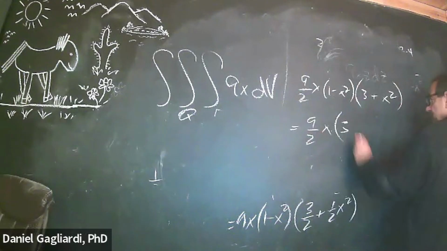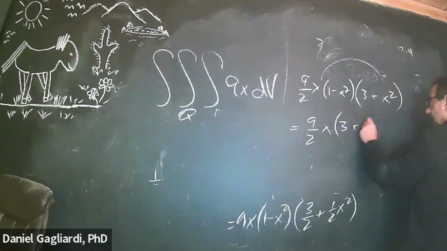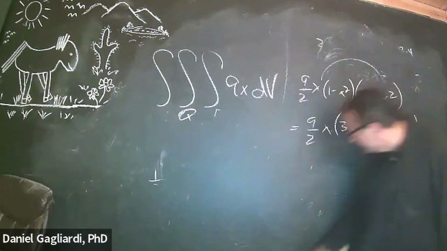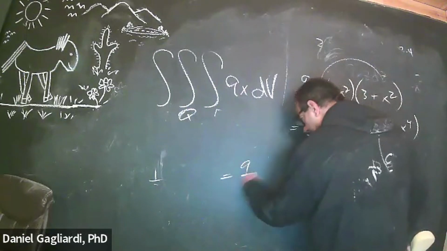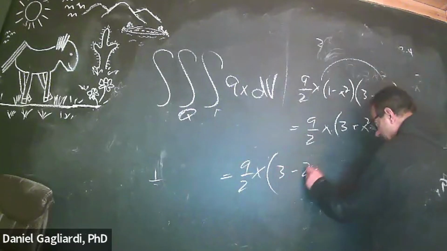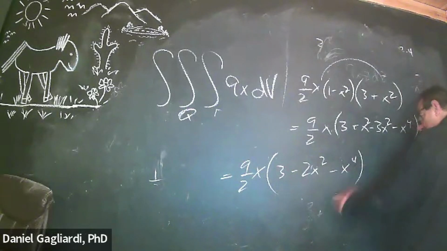We get 3, plus x squared, minus 3x squared, minus x to the fourth. So inside the parentheses here, we have x squared minus 3x squared. That's negative 2x squared. So we have 9 halves x, and then we have 3 minus 2x squared, and then minus x to the fourth.